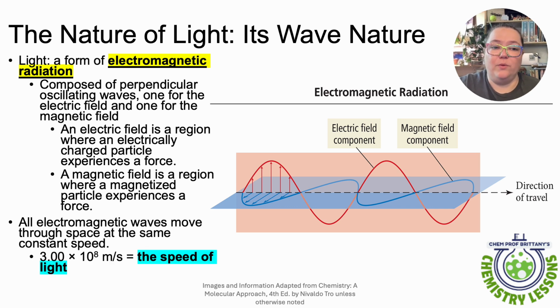All electromagnetic waves move through space at the same constant speed, which is the speed of light. You should probably go ahead and get this number stuck in your head. It's 3 times 10 to the 8th meters per second. That's very, very fast.